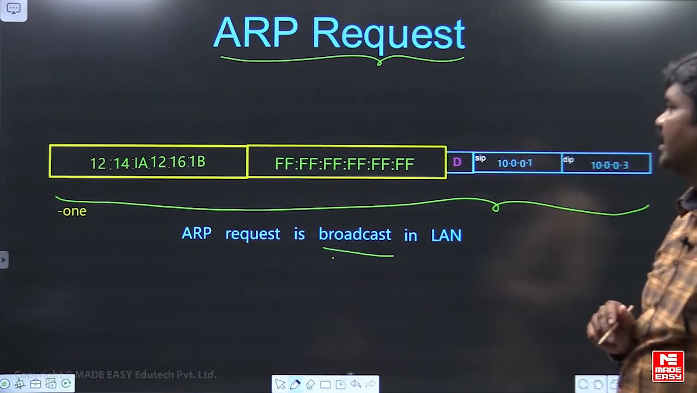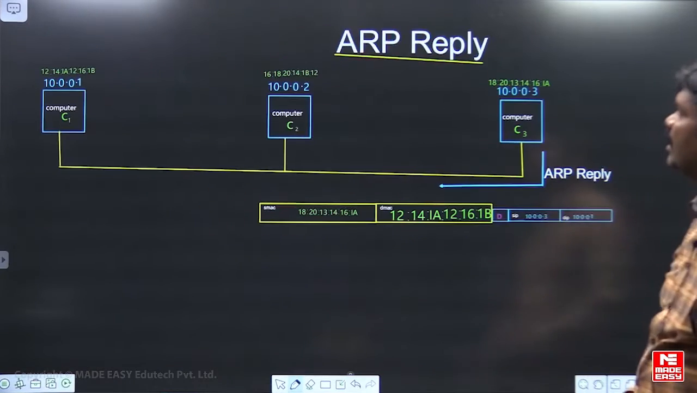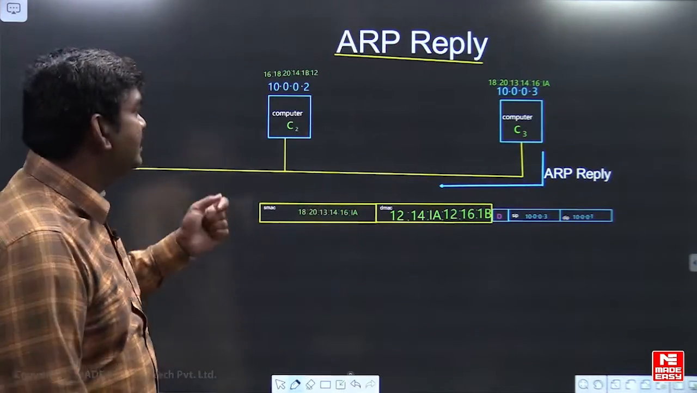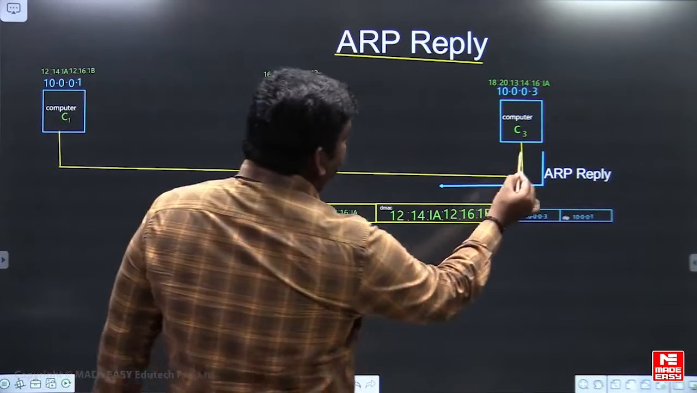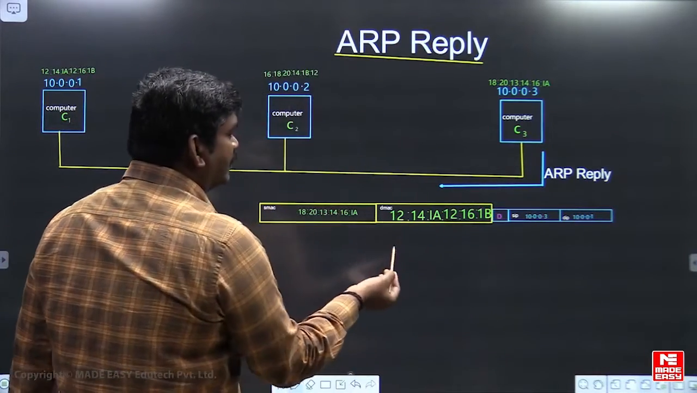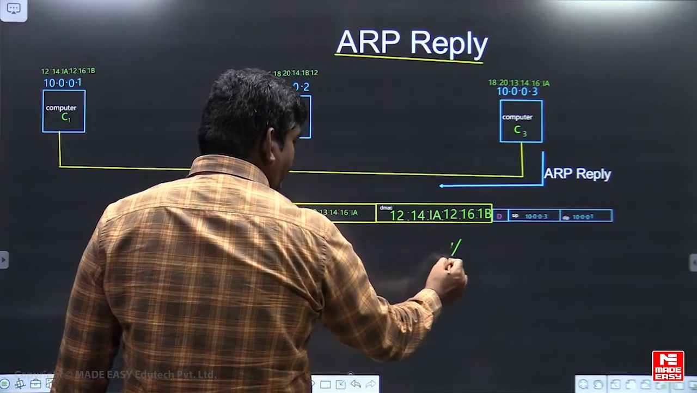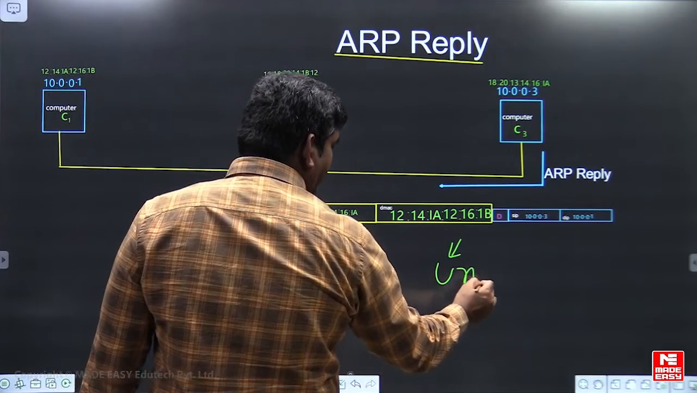ARP request is broadcast in the LAN. Now if you observe the next slide, which I have just explained, in the ARP reply this computer is giving the reply. And you can see this ARP reply is unicast.